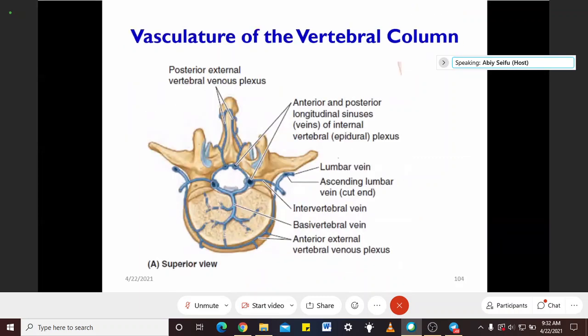Now let's continue. This shows the patterns of the venous plexus. It extends the veins through these ones, and finally they drain to the parent vein. For instance, here it is the lumbar vein, and in the case of the thoracic cavity, there is the intercostal vein.